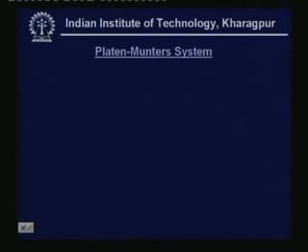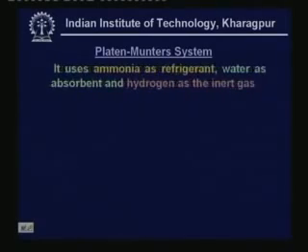Platen Munters system, if you remember from our first lecture, is named after the inventors, Platen and Munters. This system uses ammonia as refrigerant, water as absorbent, and a third fluid, hydrogen, as the inert gas. That is the reason why you call these systems triple fluid vapor absorption systems, because you have 3 fluids.